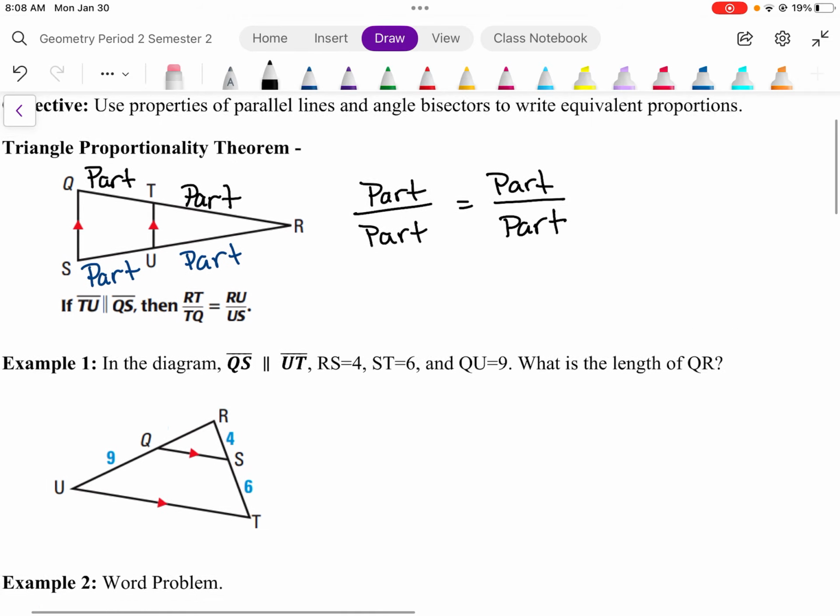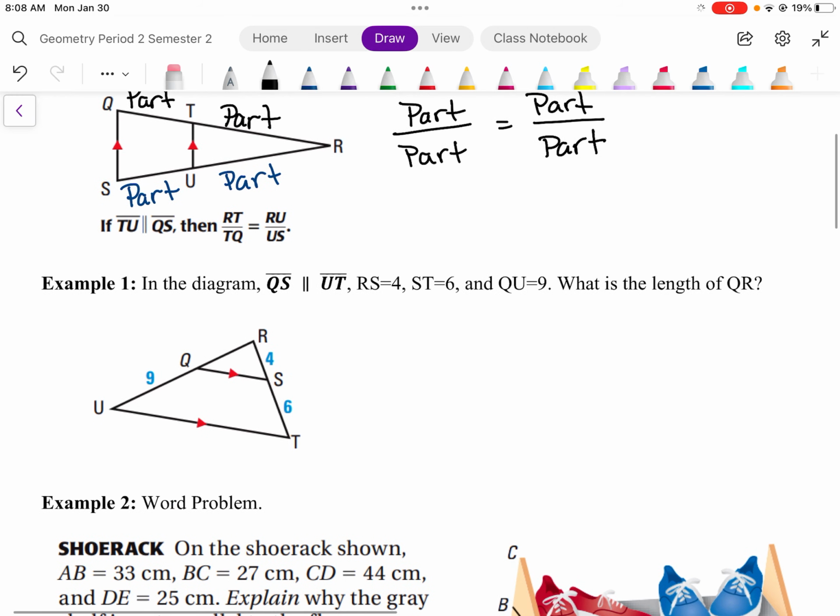So what that looks like in an application problem, like number 1, they tell us QS and UT are parallel with each other, and they give us the segments. They want us to find the length of QR, so that's where our variable is going to be.